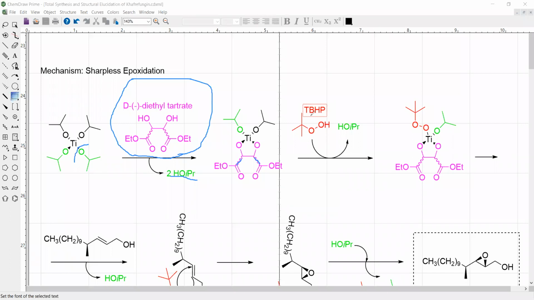Next step, we add our TBHP, tert-butyl hydroperoxide. And again, we kick off this isopropyl alcohol group, lose it as an isopropyl alcohol group highlighted in green, and we are left with this intermediate in our catalytic process.